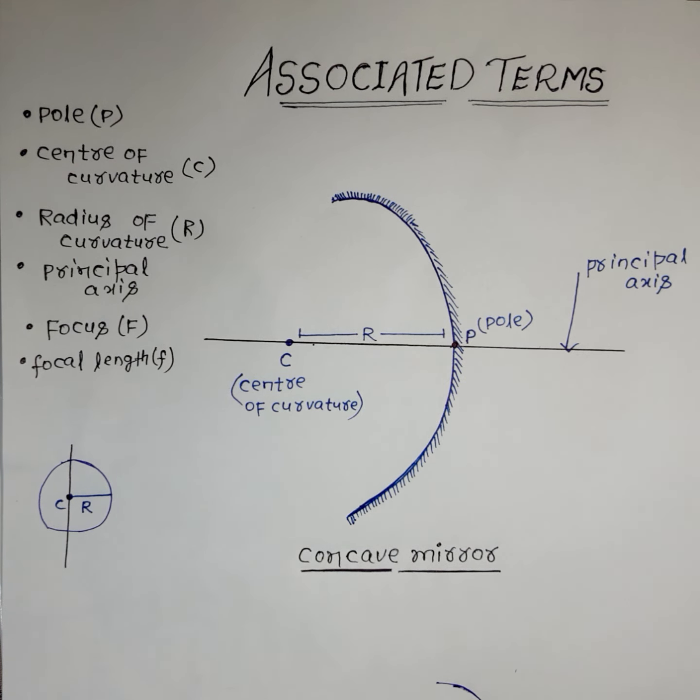Today we will learn the associated terms related to the light chapter, that is light reflection and refraction from class 10th NCERT. This will be helpful to make the ray diagram of a given mirror and lens. So before starting how to make the ray diagram for mirror and lens, we should know the associated terms related to it.